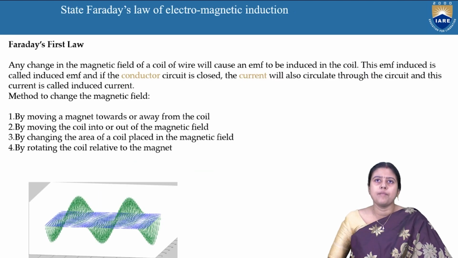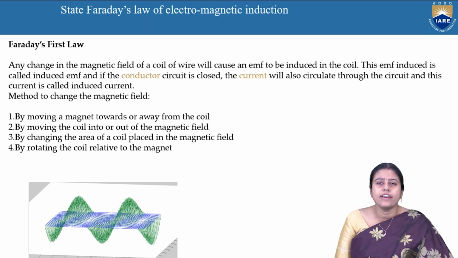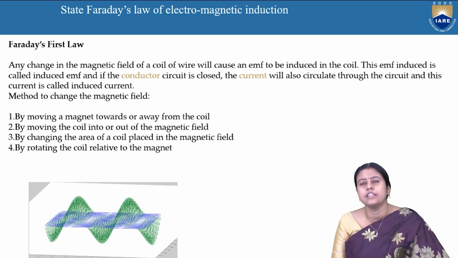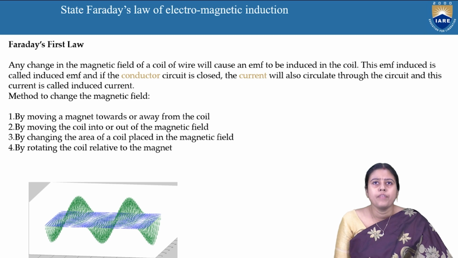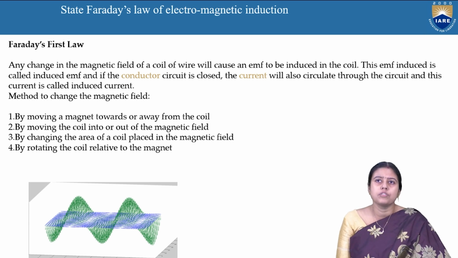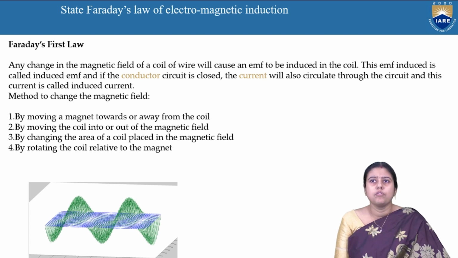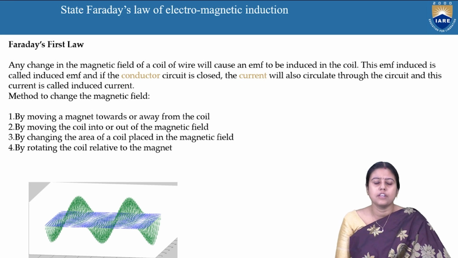Next, we will discuss Faraday's law. Faraday's law is the basics of electrical engineering. Faraday's law has three parts. First part: any change in the magnetic field of a coil of wire will cause an EMF to be induced in it. The EMF induced is called the induced EMF. And if the conductor circuit is closed, the current will circulate through the circuit, and this current is known as the induced current.